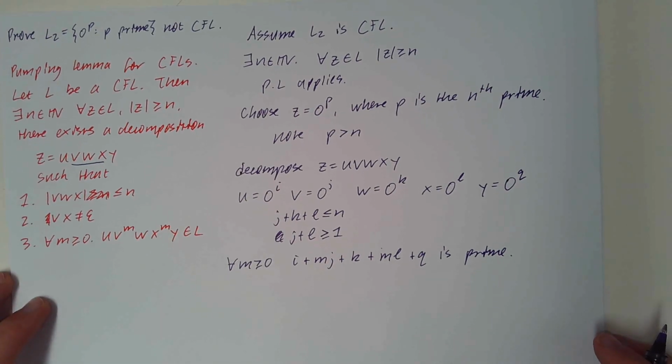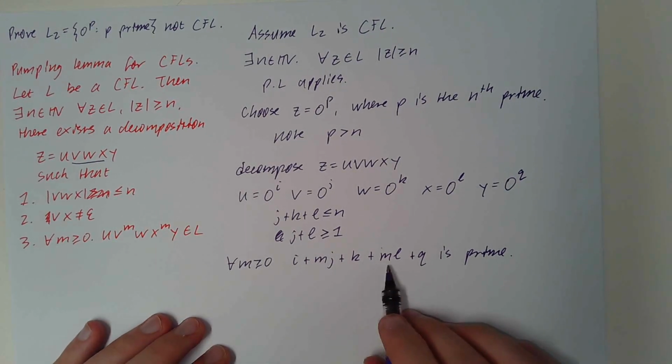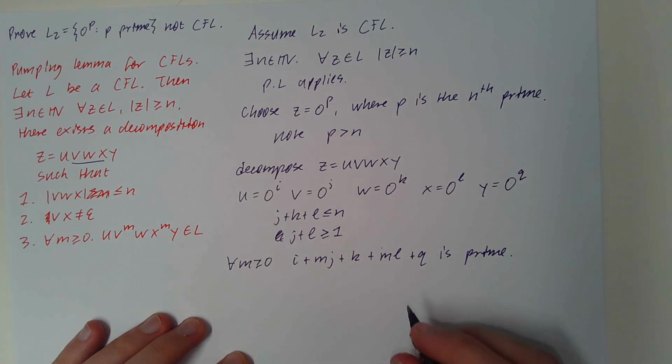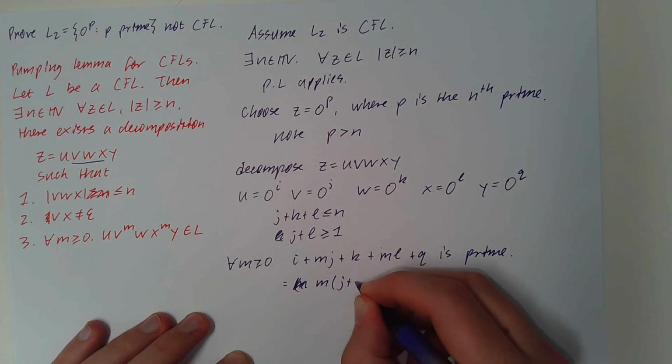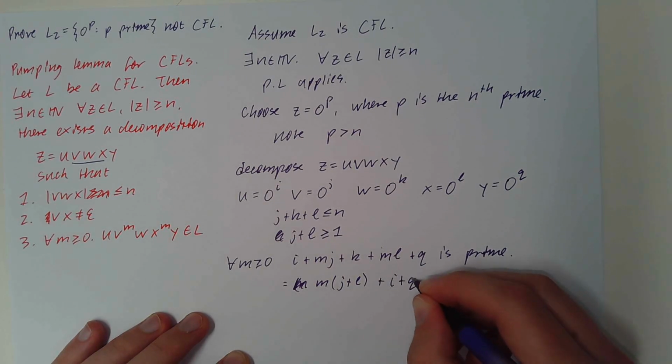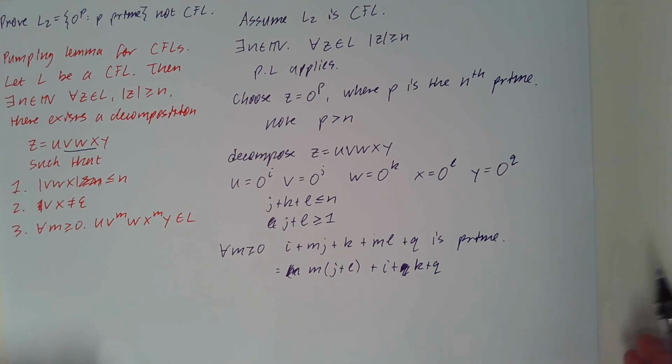So what we've got to do now is choose some m such that this thing isn't prime and get a contradiction. If you notice, you can group the j and the l together. So this thing's the same as m(j plus l) plus i plus k plus q. Okay? So what m can I choose such that I can show this thing is not prime? Or what does it mean to be not prime? It means you're composite. That is, I can factor you into two smaller parts, where both of those parts are at least 2, right? Because I can write 7 as 7 lots of 1. So to be a true factorization, both the factors have to be 2 or bigger.